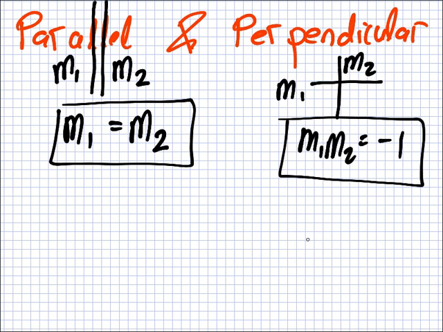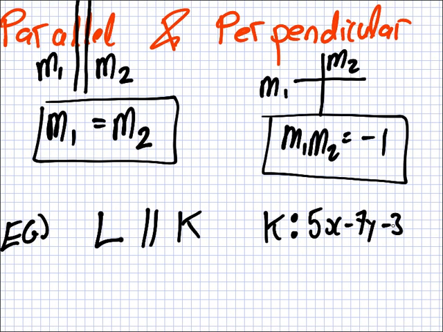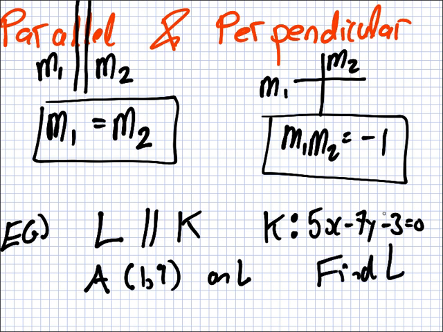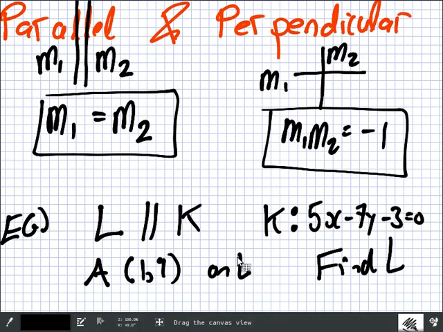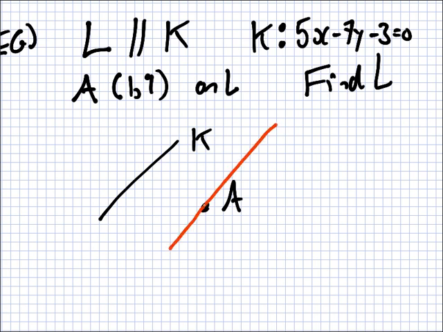Like I said, most of you, probably all of you, have seen this before. So let's have a look at some examples of what we might have to do. So, first example, let's say, is L is parallel to K. And let's say K is the line 5x minus 7y minus 3 equals 0. And I also tell you that A, which is the point (1, 9), is on L. And my question is to find L. So I'll just sketch roughly what the situation is. I've given you a line K and a point A, and what I'm looking for is the line L. And I tell you that L passes through A and is parallel to K.